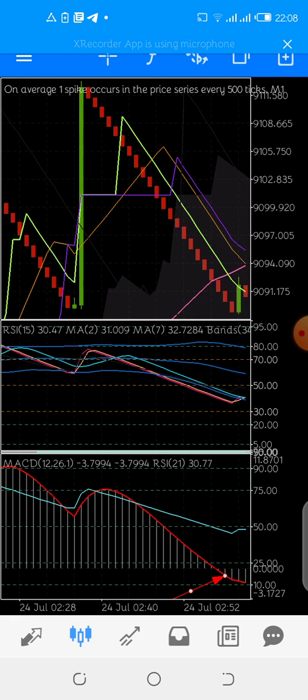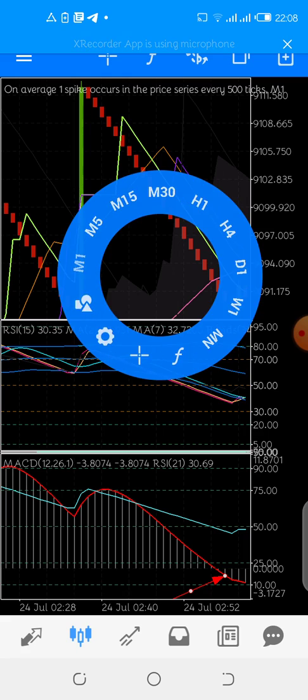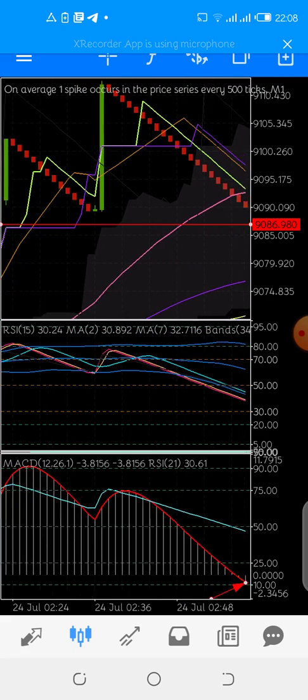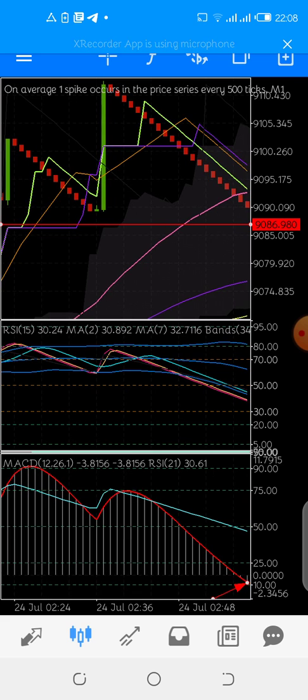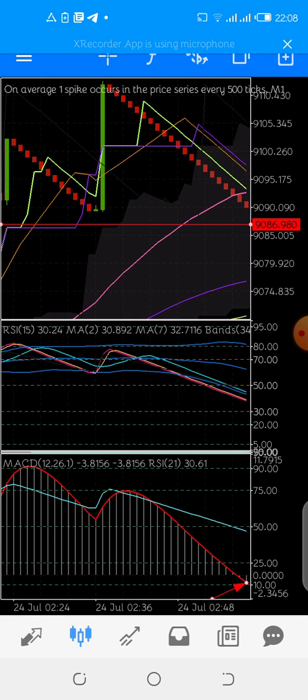So where our arrow is pointing down is where we were supposed to have placed our trade. Let me go back a bit to be able to bring the line to the exact point, because I placed it way down below.